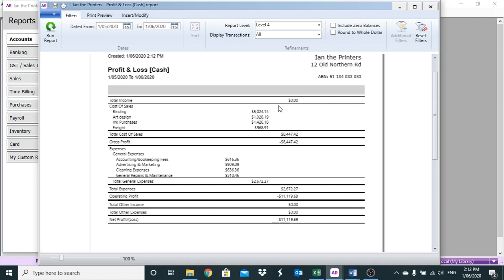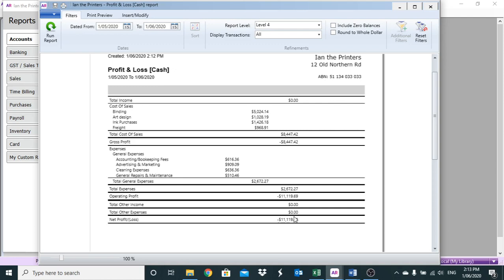Income, we've made sales, we've put sales in the system as invoices. Because we haven't actually received money from our customers, and we're using a cash-based reporting method, that income hasn't come across to our report. Whereas our cost of sales and expenses, because we've actually paid those expenses using spend money in the previous exercise, those figures are appearing, and hence we made a loss of $11,119.69. So that's correct.